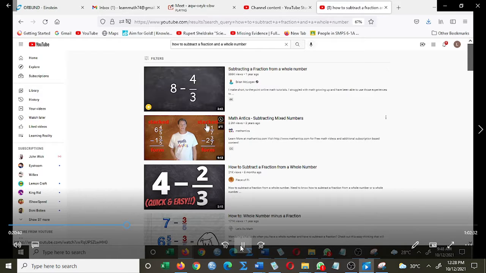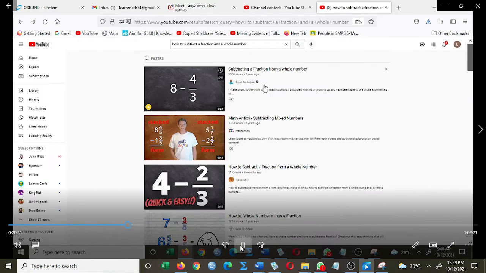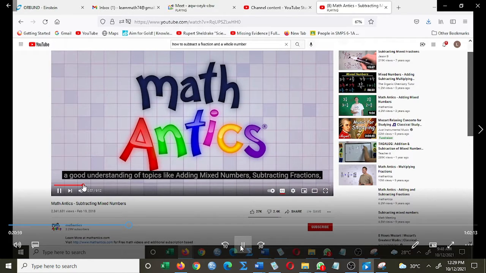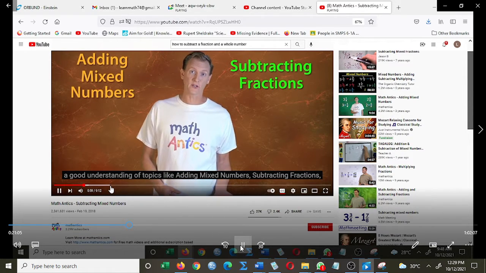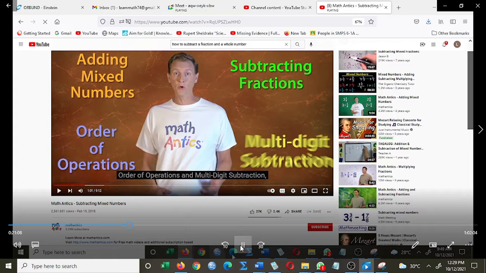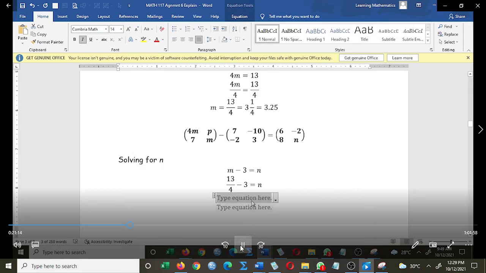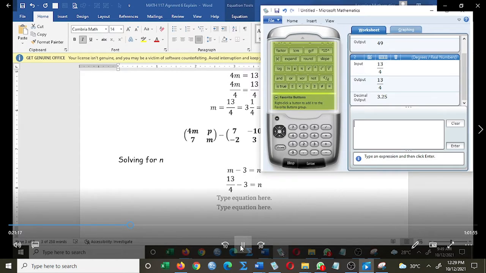Here you have the whole number minus the fraction, and then the fraction minus the whole number, but it doesn't matter. The whole idea is to get a common denominator. I think this one is popular. I sometimes use it for CXC and so forth. And then you have adding mixed numbers, subtracting fractions, and order of operations. The more you can do that, the better for you, because remember, it's a language you are learning, so it builds upon each other. So you're creating a foundation for the future.